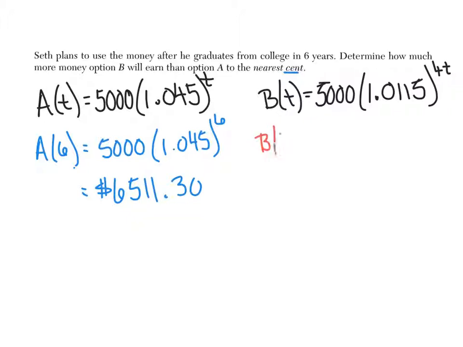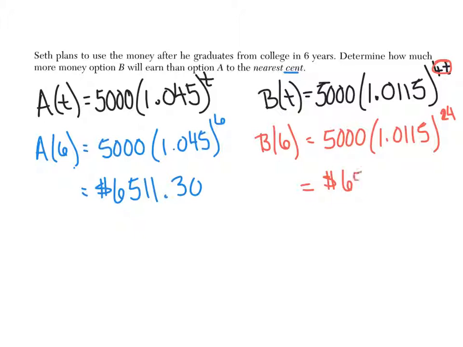Okay, now let's go to option B, and we'll basically do the same thing. We're going to plug in a 6. Doesn't get any easier than this, does it? Let's see, 1.0115. This time it's going to be raised to the 24th power by the time I multiply the 4 and the 6 there. And again, plug that into my calculator. I'm going to get $6,578.87.